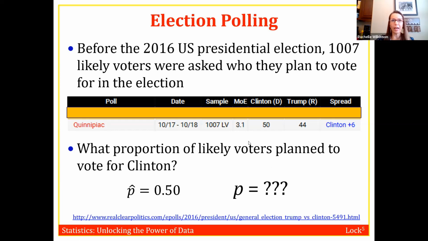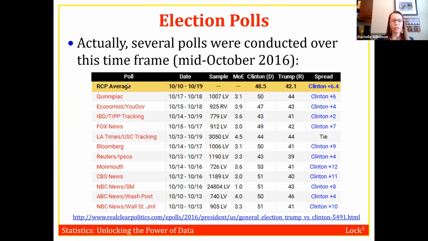And in fact, around this same time frame, there were several different polling organizations that conducted a similar poll where they asked people who they were going to vote for in the election. And here, these were all done mid-October. We had a bunch of different sample sizes and a bunch of different polling organizations. If we look at the Clinton column, these are all the people who said that they planned to vote for Clinton in the last election. Notice that almost all these numbers are different from each other. So we took a bunch of random samples, and we got a bunch of different numbers.